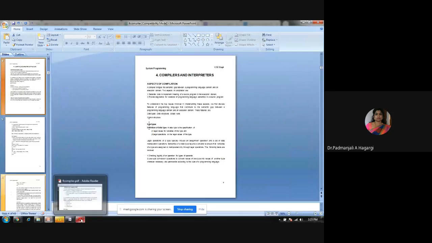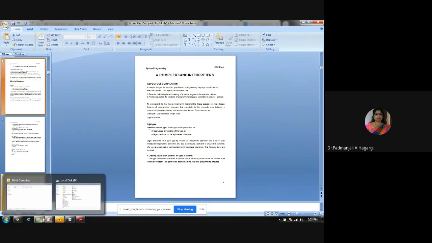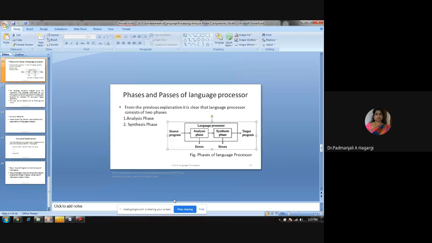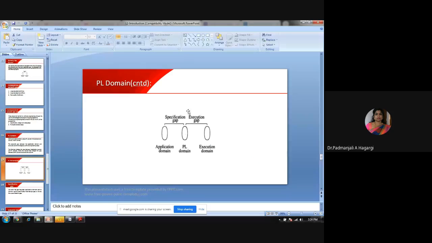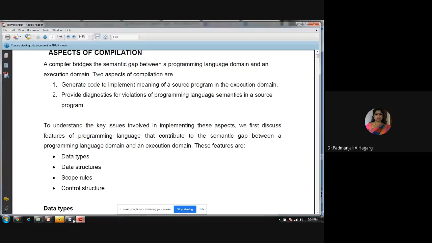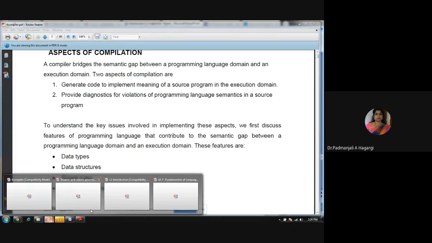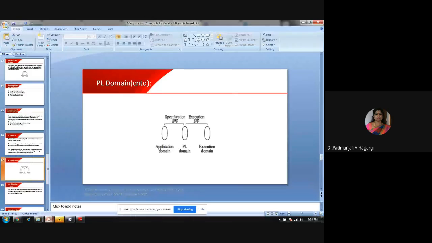So I was telling you about, just recall your previous class of the first unit of the language processor, what we have studied there. In the first unit of the language processor, we have studied the two gaps, that is semantic gaps and execution gap between the application domain, programming language domain, and also execution domain. Between these three domains we have come to know the two gaps, that is specification gap and execution gap.